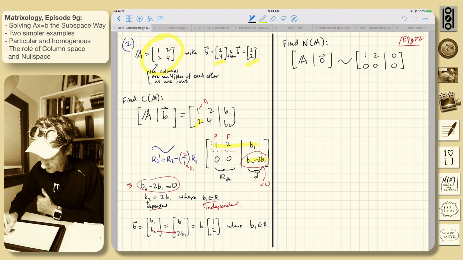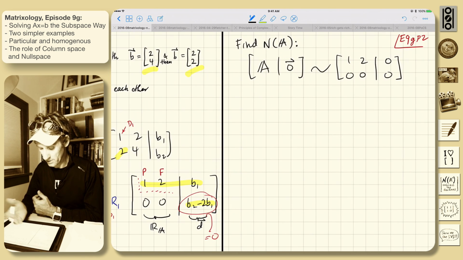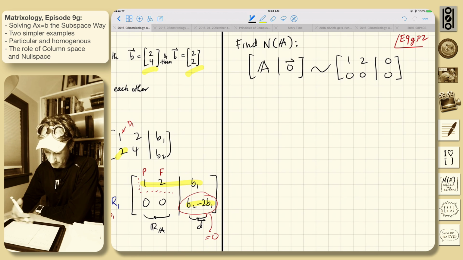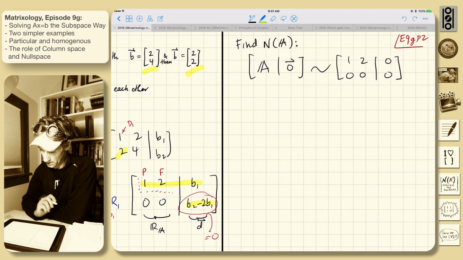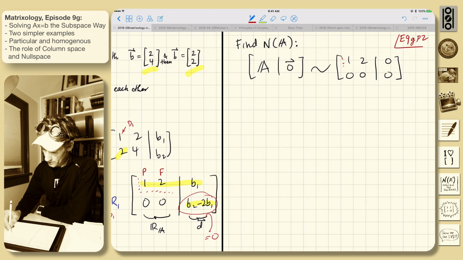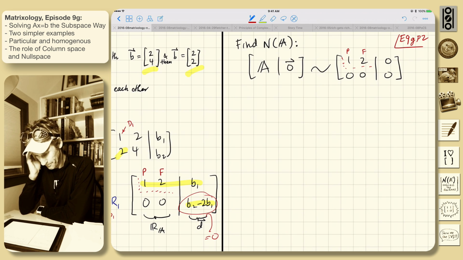Find the null space of A. Now we're just going to set b to 0. We do the same row reduction. There's nothing on the right-hand side, right? If we've got this result already, we just put zeros in here, and there's our reduced row echelon form here. Okay, same thing. Pivot, free, that's good.